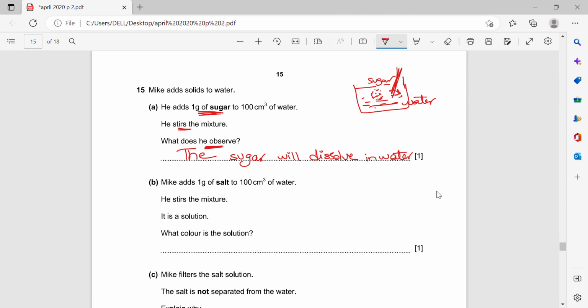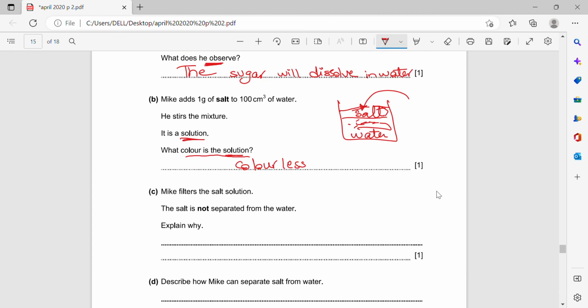Mike adds 1 gram of salt to 100 cubic centimeter of water. He stirs the mixture. It's a solution. What color is the solution? يبقى عندي water برضو وعندي Mike adds salt. What will happen to the salt? The salt actually will dissolve. Does this solution have a color if you dissolve salt in water? No. So what color is it? It is actually colorless. It has no color.